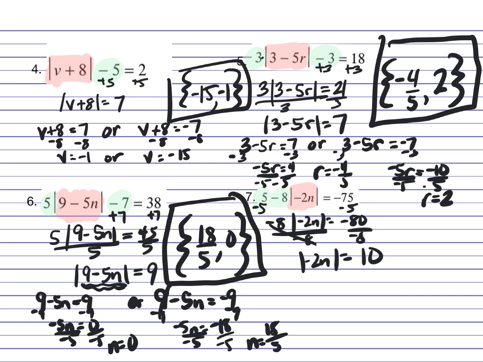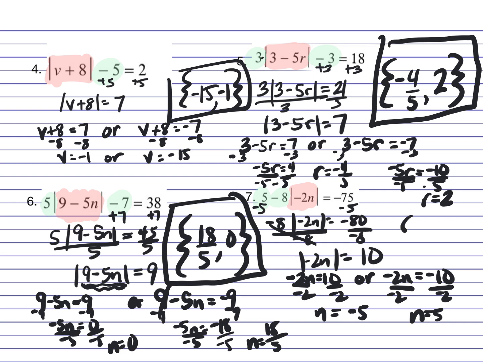Okay, for the next one, write the word or. Negative 2n equals positive 10, or negative 2n equals negative 10. Divide both sides by negative 2. N equals negative 5. Divide both sides by negative 2. N equals positive 5. So my two solutions for this last one are negative 5 and positive 5. Okay, so that's how you solve an absolute value equation. Now we'll move on to inequalities.